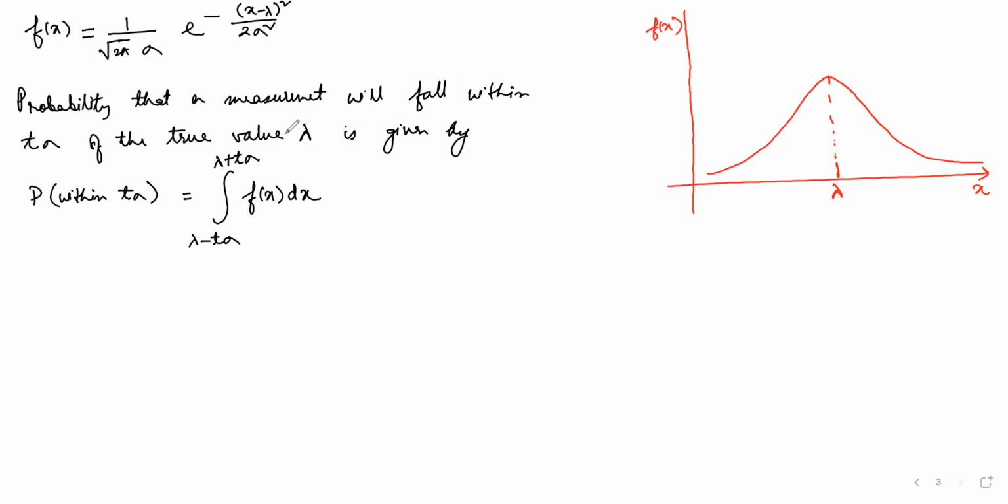The probability that when we perform a measurement, the value of that observation lies between a and b is given by the integration of f of x dx, where a is the lower limit and b is the upper limit.